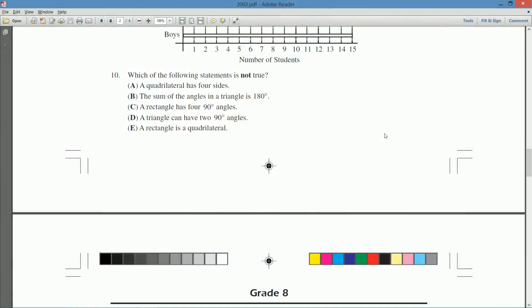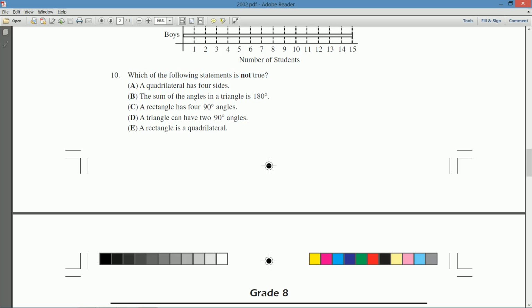Now, question 10 looks like it's sort of a how well do you know math type question. Just a general knowledge question. Which of the following statements is not true? So we're going to have a bunch of statements. Most of them will be true. We're looking for the one that isn't. So with a question like this, all we can really do is go point by point and see which ones are true, which ones are false.